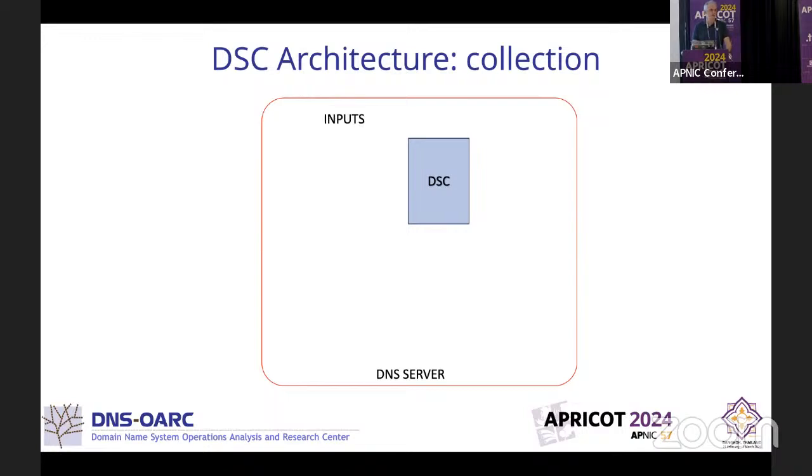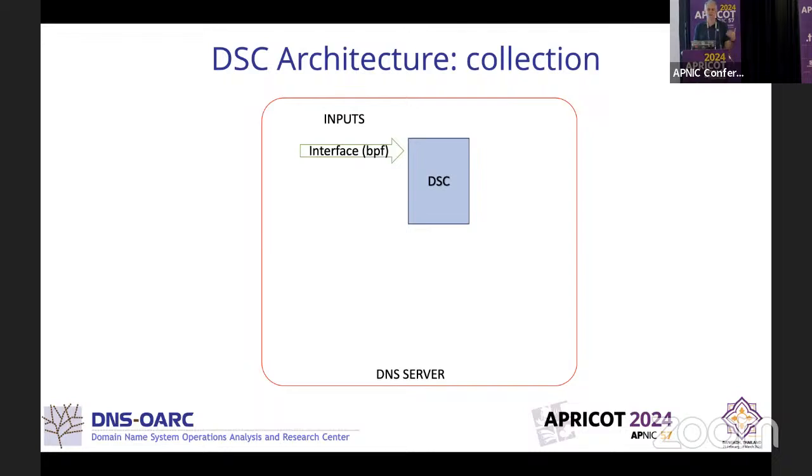And DSC can have a number of inputs. It can take interface traffic directly. It can sniff. I don't like the word sniff. It can open an interface with a BPF, and it can just open the interface and read the traffic from it and get the raw packets.